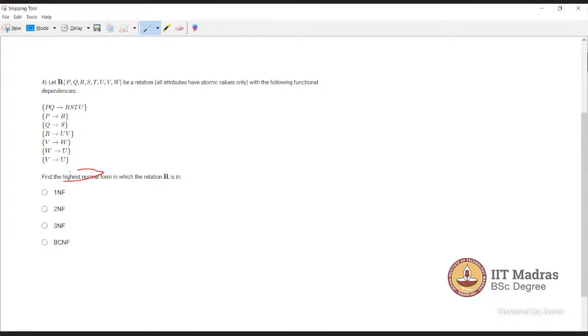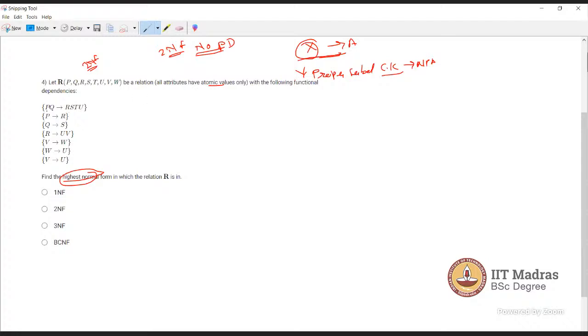Yeah, you have to find out the highest normal form. Since there are atomic values, it is already in 1NF. Now you have to check for 2NF, right? For 2NF, our condition is that there should be no partial dependency, right? How to check partial dependency? Yes, Madhav. A proper subset of a candidate key determining a non-prime attribute. Proper subset of candidate key determining non-prime attribute, right?